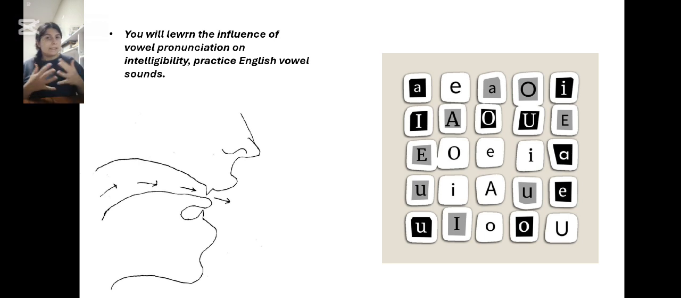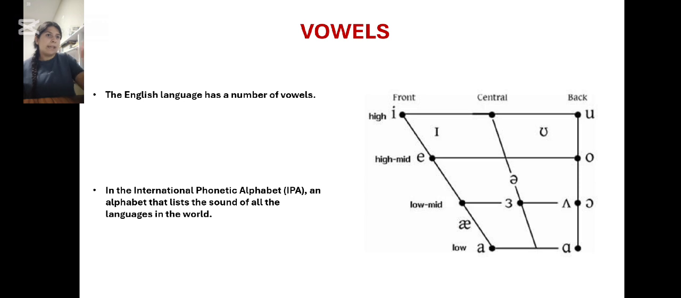In this presentation, we will learn the influence of vowel pronunciation on intelligibility and practice English vowel sounds. I hope that it will be really fun and engaging. So now, in this slide, you can see the vowels of the English language. And the first topic is vowels.